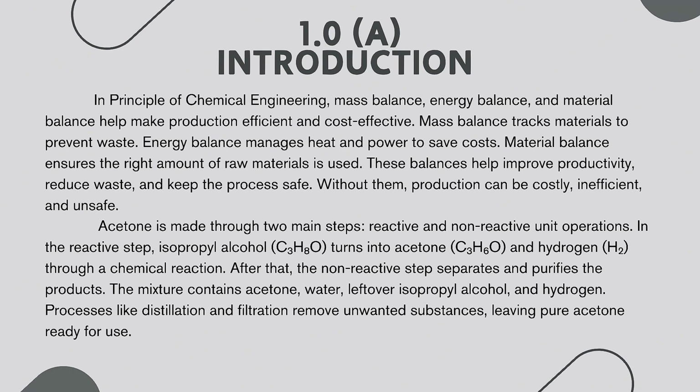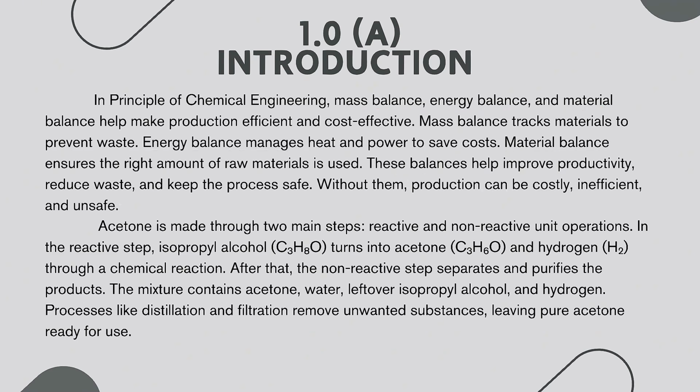Principles of chemical engineering play a key role in making production efficient, cost-effective, and safe. In principles of chemical engineering, there are three main aspects that need to be considered, which are the mass balance, energy balance, and material balance. Mass balance helps us to track the materials to prevent waste. Besides, energy balance manages heat and power to save cost. And material balance ensures the right amount of raw materials is being used.